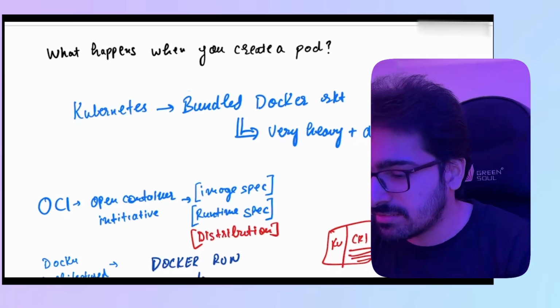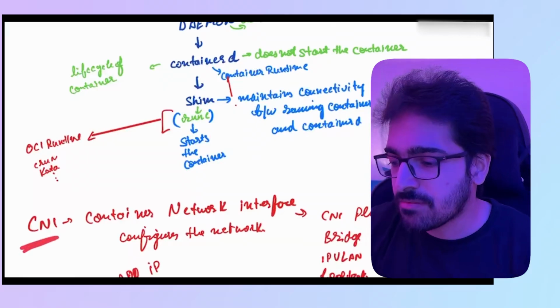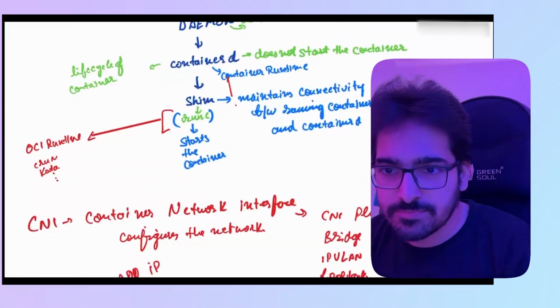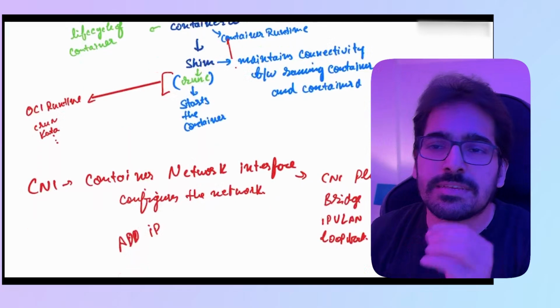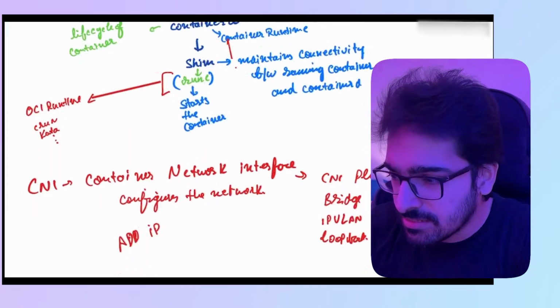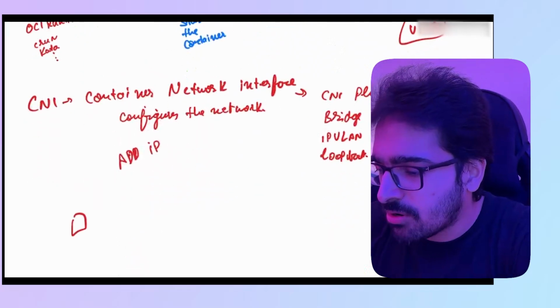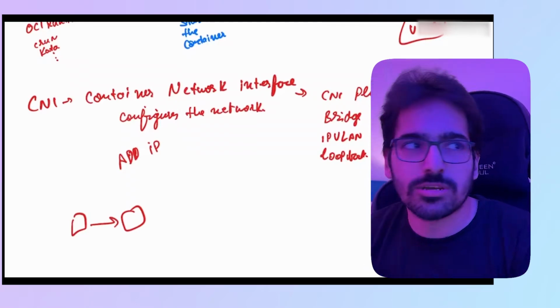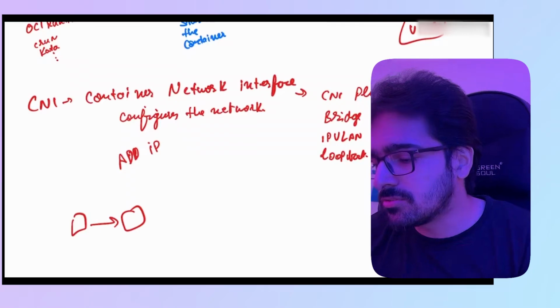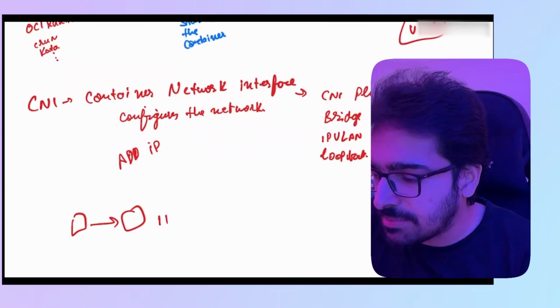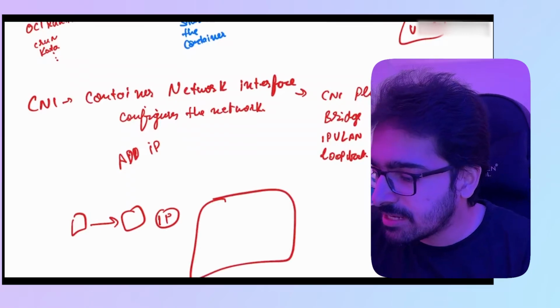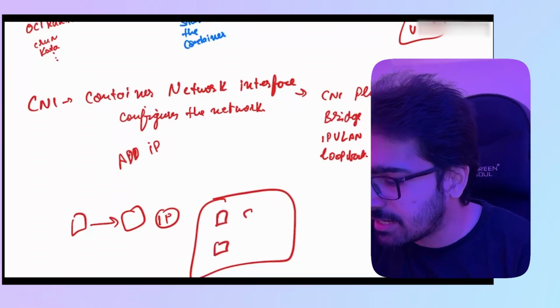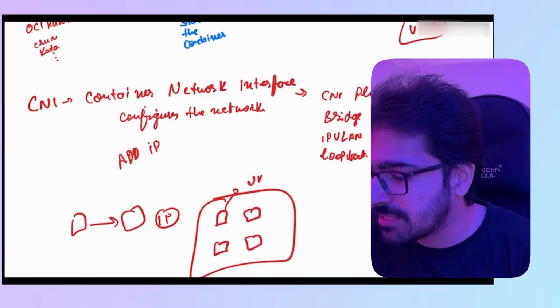There is this thing called CNI, the container network interface, which configures the network. What it basically means is that in Kubernetes, every pod can communicate with every other pod. So it has to have an IP. Every pod, on whatever node it is running, will have a unique IP.